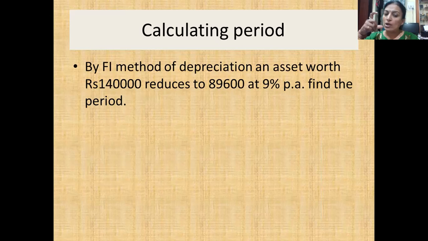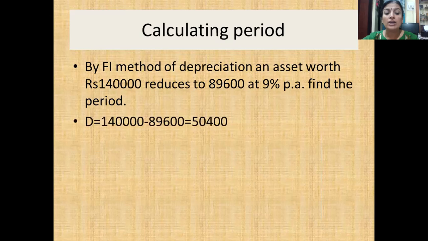So the original value is 1,40,000, that is P is 1,40,000, and it reduces to, that means V is equal to 89,600 at 9%, that is I. Find the period. Here N is not given, you have to calculate it. So first we have to go with depreciation. We have to calculate it.